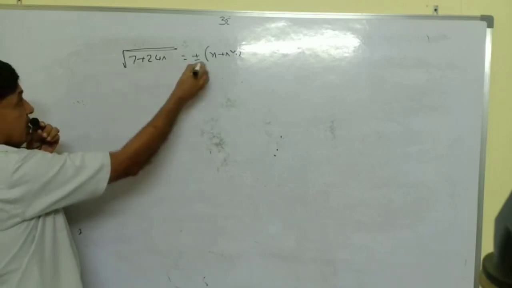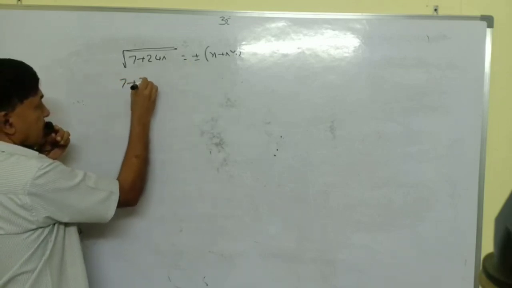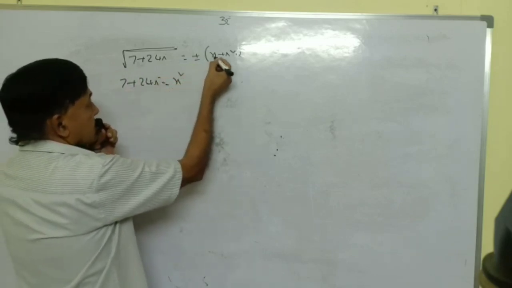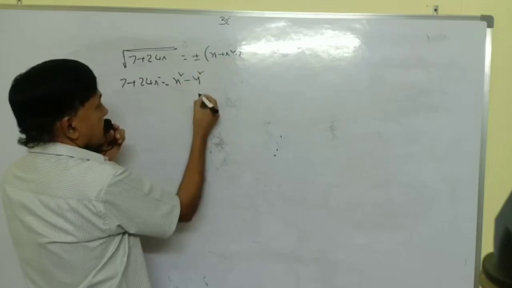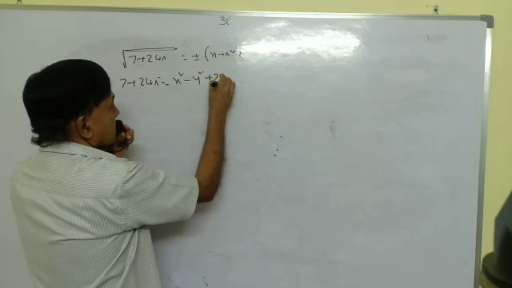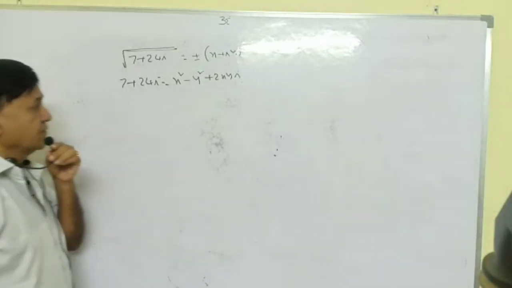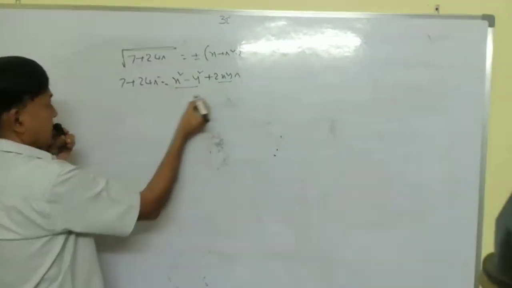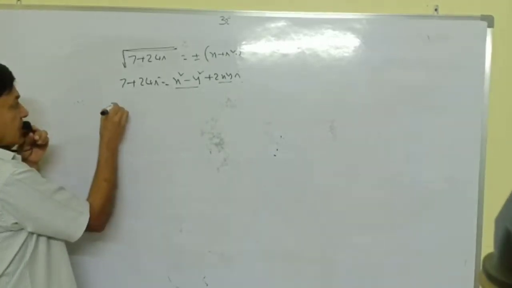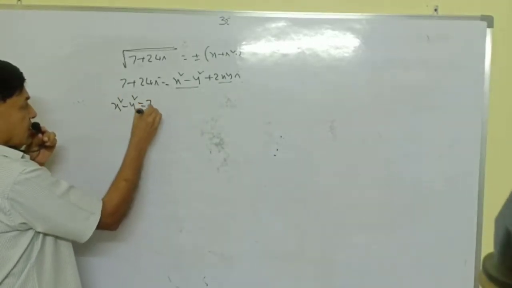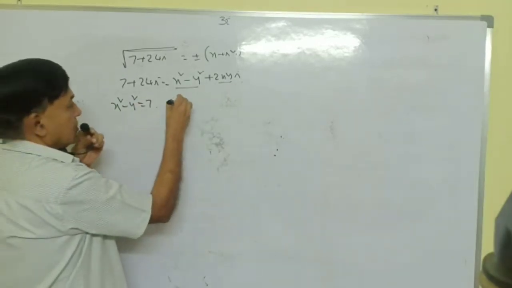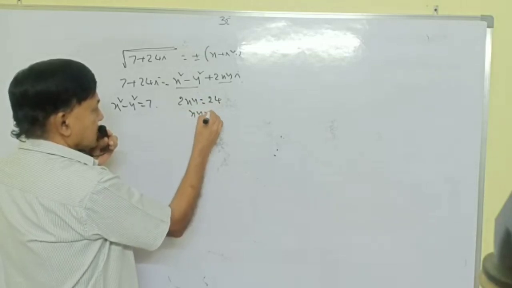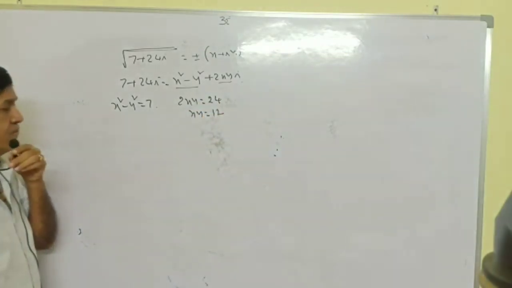Square it. 7 plus 24i is equal to x square, i square y square means minus y square, plus 2xyi. This is real part. This is imaginary part. So equate real parts. X square minus y square is 7. 2xy is 24. Xy is equal to 12.